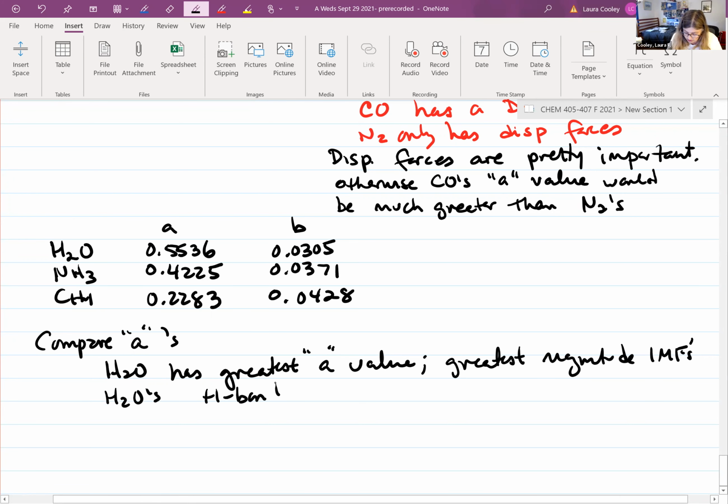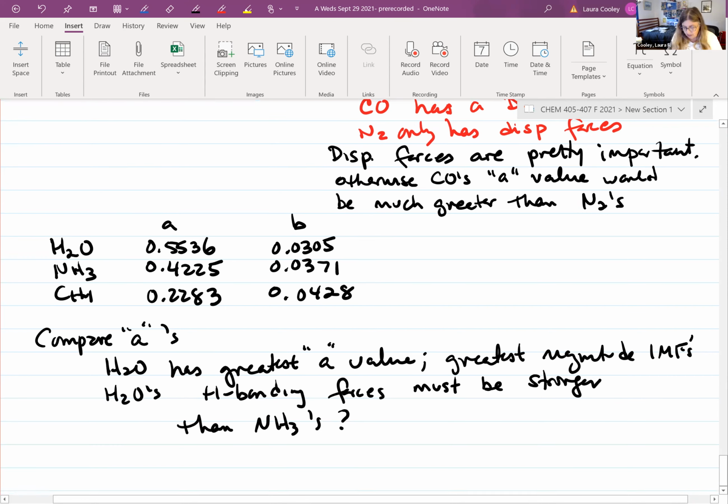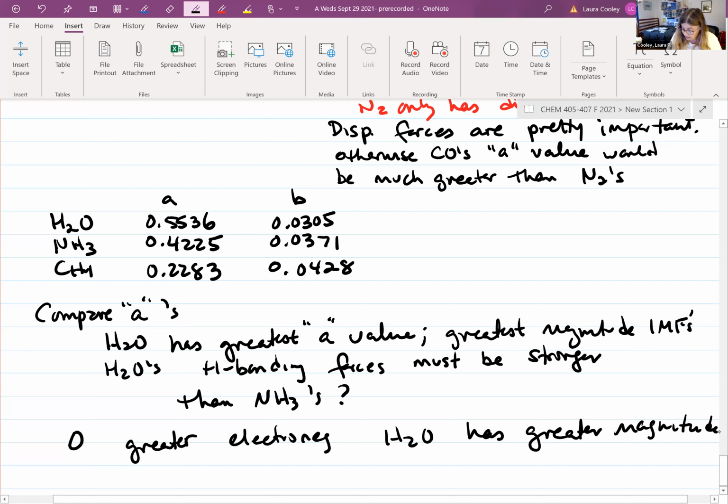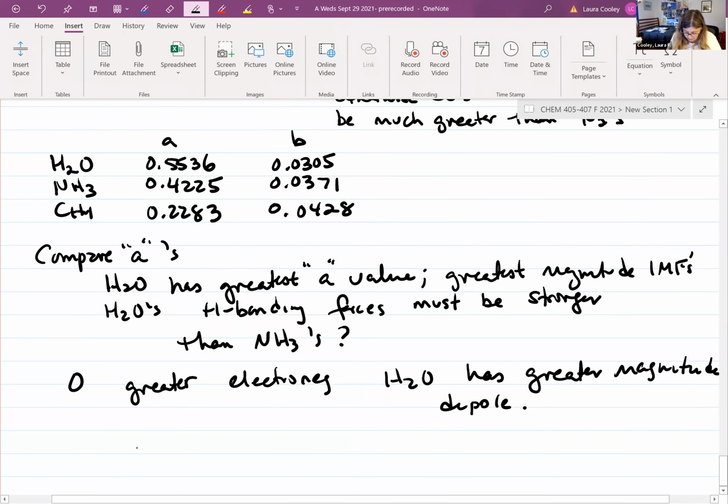And the reason for that, well, oxygen has a greater electronegativity. So water has a greater magnitude dipole. And also, I think another thing is that you have a more even distribution of delta plus and delta minus.